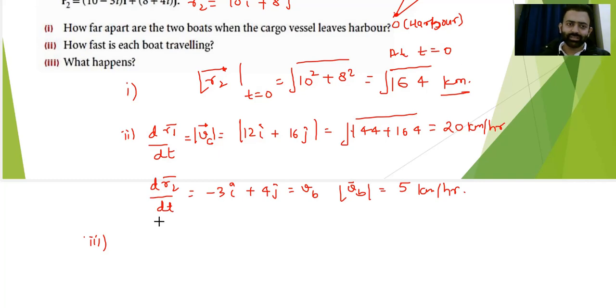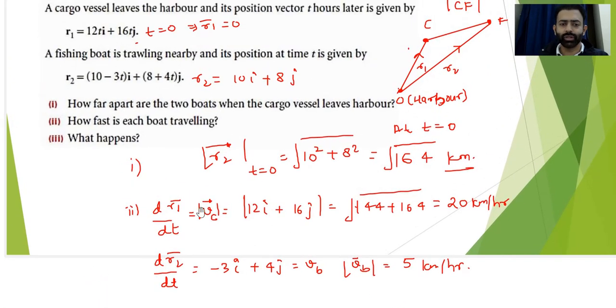If you see that the velocity of r2 is minus 3i plus 4j, if I take the vector diagram, it is moving in the negative x direction and positive y direction, right? Means it is moving towards the west and north. So direction is northwest, right? So this boat is traveling in this direction, the fishing boat, right?